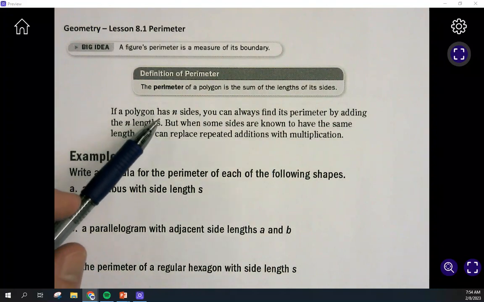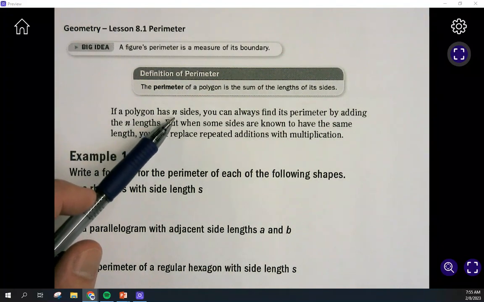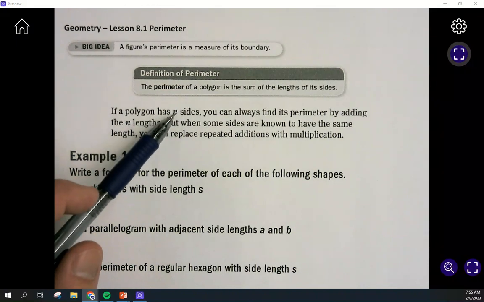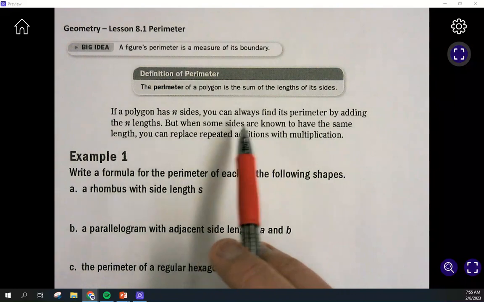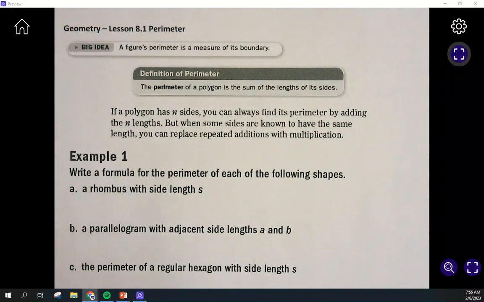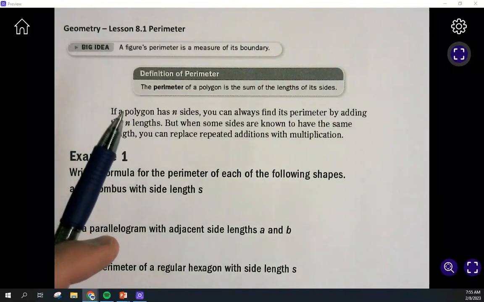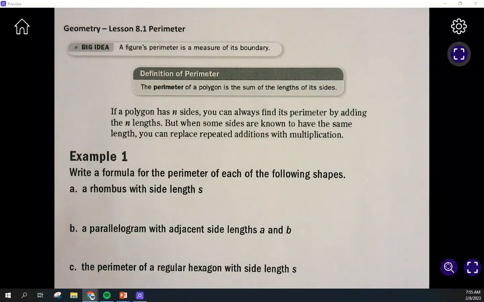So if any polygon has n number of sides, so if we're talking about a pentagon, it has 5 sides. Hexagon, it has 6 sides. So n just represents the number of sides. You can always find its perimeter by adding the n lengths. So if it has 6 sides, you can add up the 6 lengths that you have on those sides.